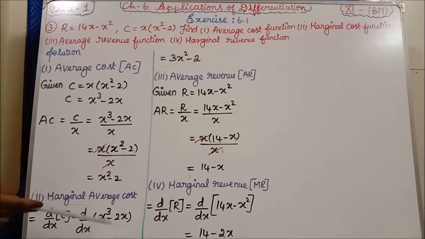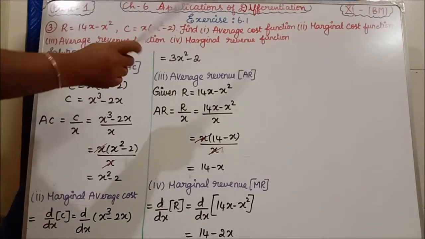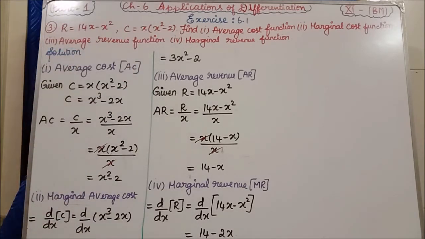X cube, if you differentiate, what will we get? Immediate answer I need. We will get 3x square. So 3x square. 2x, if you differentiate, x will become 1, so only 2 is the answer. Clear? Third subdivision is average revenue.